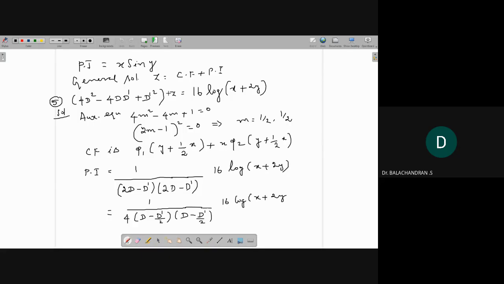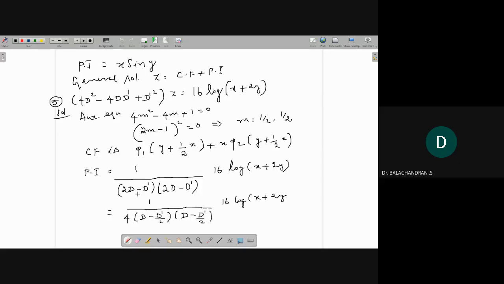Okay. So if it is type 5, you should write the denominator in factors like this: (2D minus D dash) into (2D minus D dash). You can factorize this one like this. Otherwise, from this you can easily write 2 into (D minus), but you should replace 1 by D dash. So you should be careful. Again, because square is here, so (2D minus D dash) whole square. The right hand side is 16 into log of (x plus 2y).